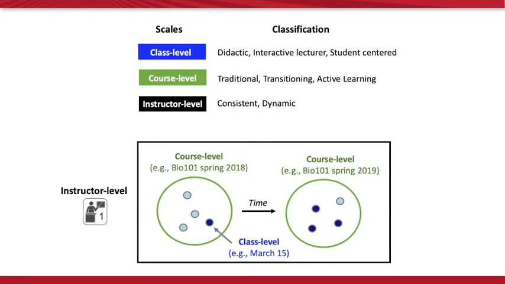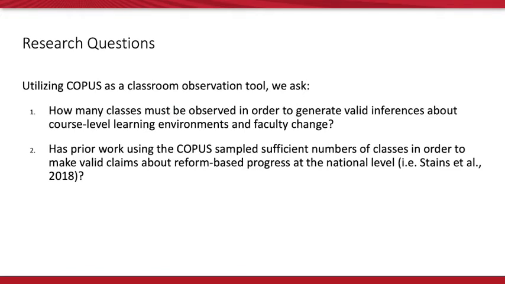Utilizing COPUS as a classroom observation tool, we ask, how many classes must be observed in order to generate valid inferences about course-level learning environments and faculty change? Has prior work using the COPUS sampled sufficient numbers of classes in order to make valid claims about reform-based progress at the national level?